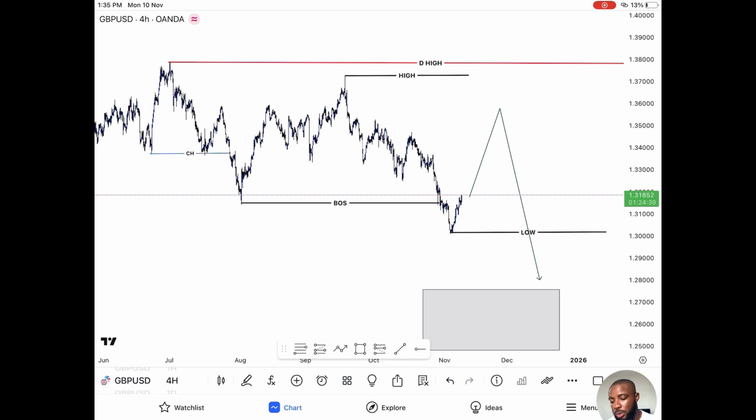Now, I forgot to say, I also incorporate liquidity in this strategy. But I think that will be in another video, so I will take my time to explain how I use liquidity as a confluence in this strategy.